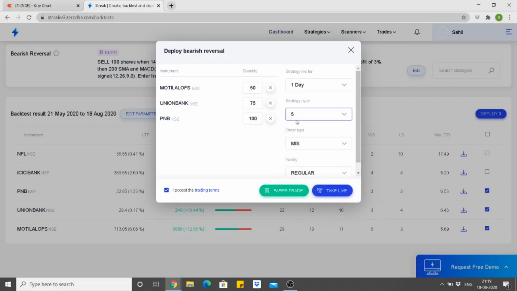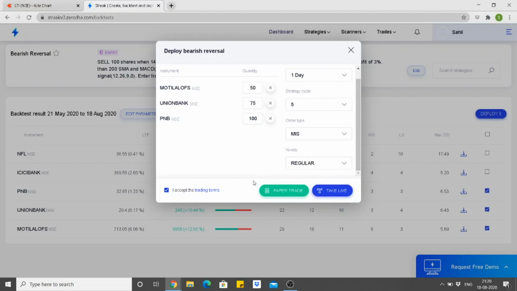So if I have a strategy cycle of 5, my strategy is going to execute 5 loops, and one loop is one entry and one exit condition. So it is going to execute 5 loops on each of these stocks. Now, before you take the strategy live, we have another layer of filtration, another layer of surety available for all of our users.